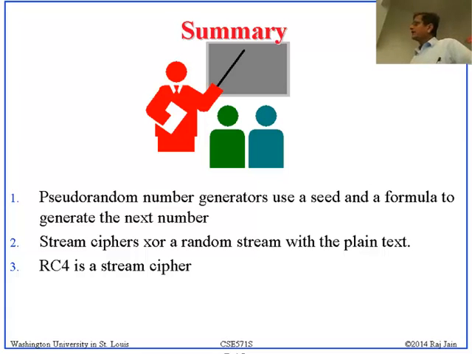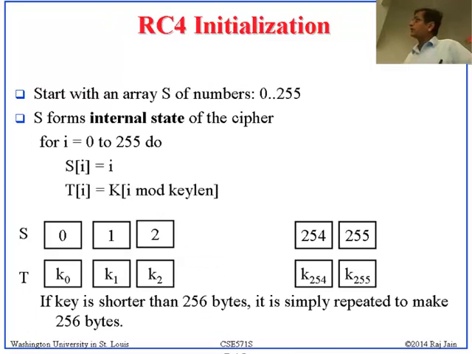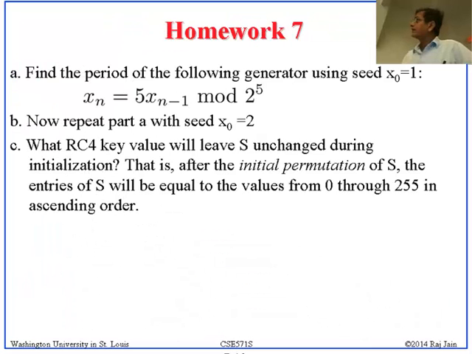And then the C part is related to RC4. Now this is kind of not trivial actually. Find out what key value will leave S unchanged during initialization. During initial permutation, just to be clear, you might think that in initialization nothing is done. You just initialize to 0 to 255. So after initial permutation of S, the entries of S will be equal to the values 0 to 255 in ascending order.